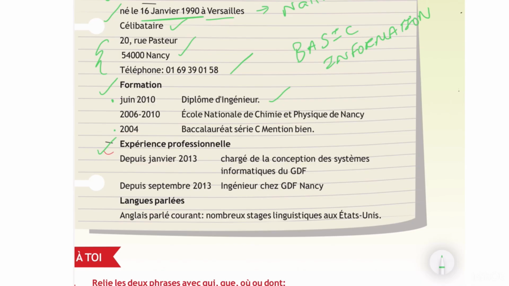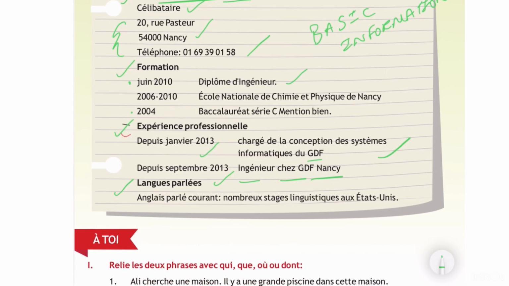So it's written over here, depuis janvier 2013, that is since January 2013, chargé de la conception des systèmes informatiques du GDF. Okay, so basically here he's mentioned what he worked on, right? What was his work? So he was in charge of basically computer systems in this company called GDF. Okay, and then in September, what did he do? He was an engineer chez GDF Nancy, again a place, a company, right? Then there's langue parlée, so he speaks anglais, that is English. Parler courant means fluently. Okay, courant is basically if you speak something fluently. Okay, he's a fluent speaker.